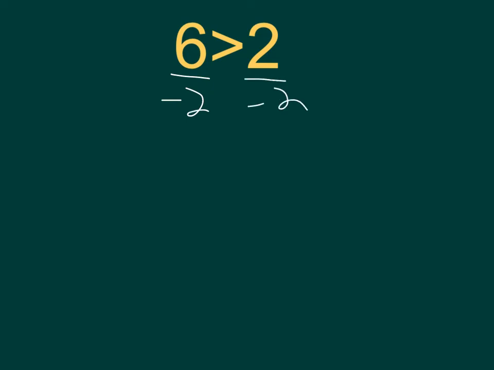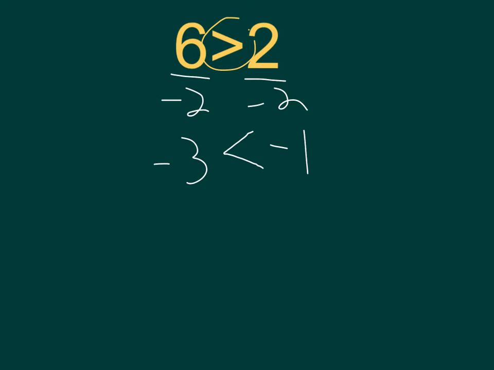Now, on the last slide, let's take a look at if we were to divide both sides by the same negative value. You see that 6 divided by negative 2 is negative 3. 2 divided by negative 2 is negative 1. Negative 1 is greater than negative 3. So you see that the original inequality had to flip to make this a true statement. So when I divide both sides of an inequality by a negative value, the inequality must flip.